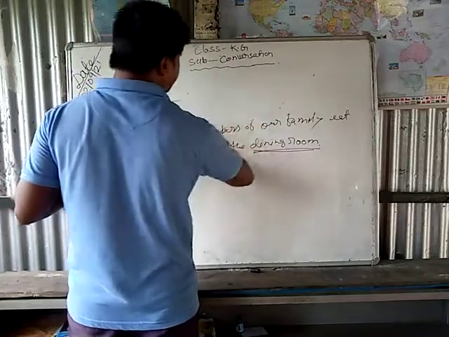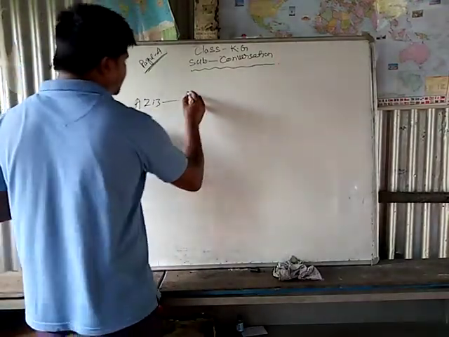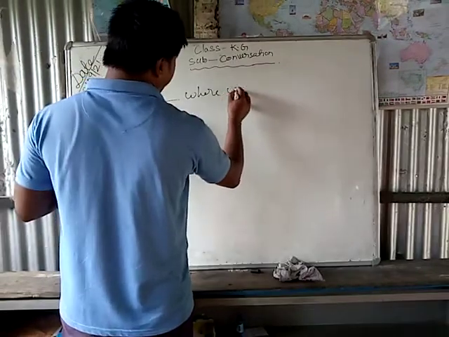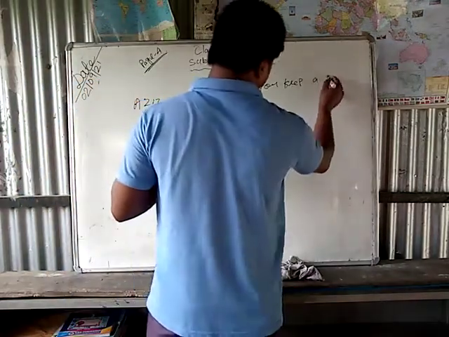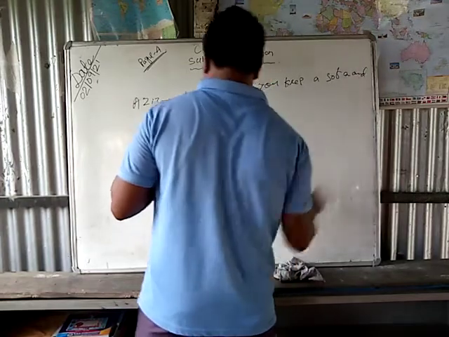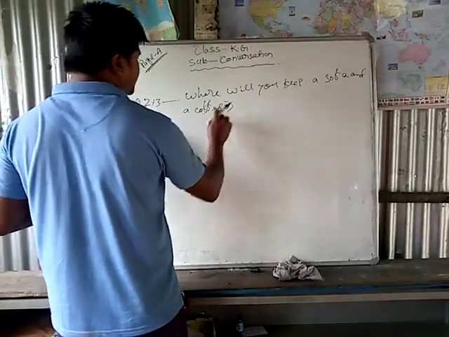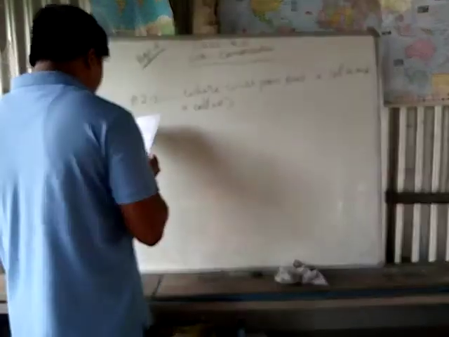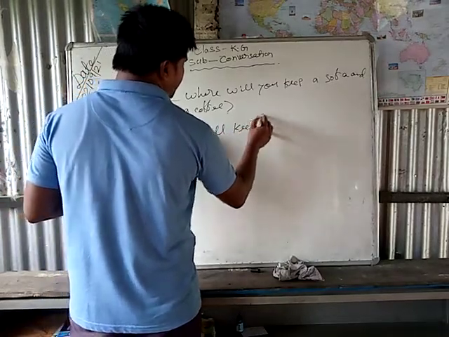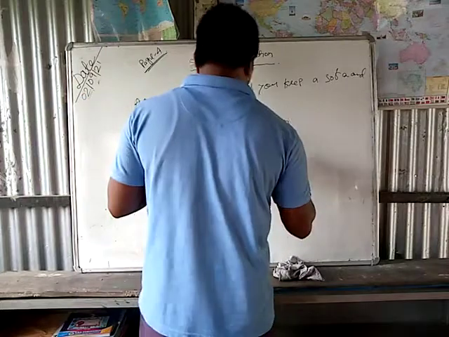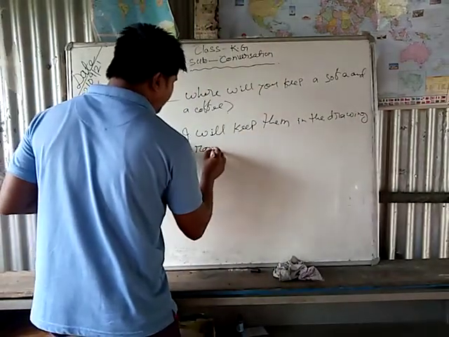What question is Ajis asking here? Next is, where will you keep a sofa and a coffee table? So the answer will be this one. Amal is replying, I will keep them in the drawing room. I will keep them in the drawing room, like this.